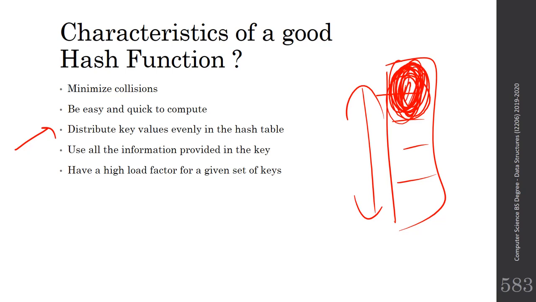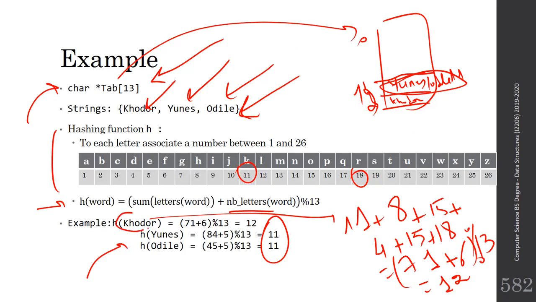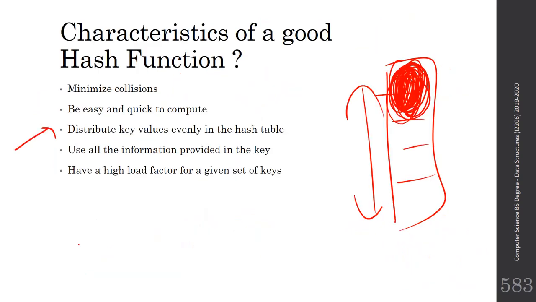It means that most of the keys will be in the same place. So this is not a good hashing function, and we will need to use all the information provided in the key. What does it mean, use all the information? For example, when we hashed the word Khodr, we used all the elements of Khodr: the K, H, O, D, O, R. We didn't skip any of the characters. Again, this is very important. We will see later an example of a hashing function that does not use all the information in the key.